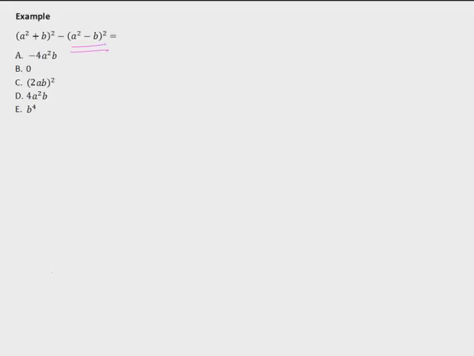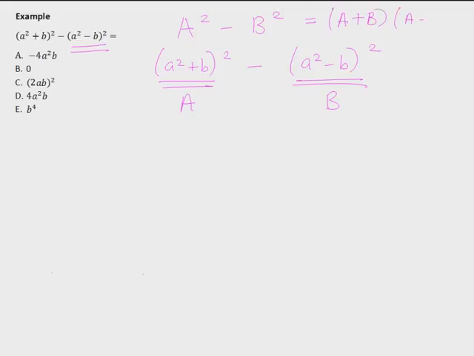This is actually a difference of two squares. It's actually of the form a square minus b square. A square plus b the whole square minus a square minus b the whole square. So this whole thing is big A and this whole thing is big B. It is a square minus b square. So it should factor into a plus b into a minus b.